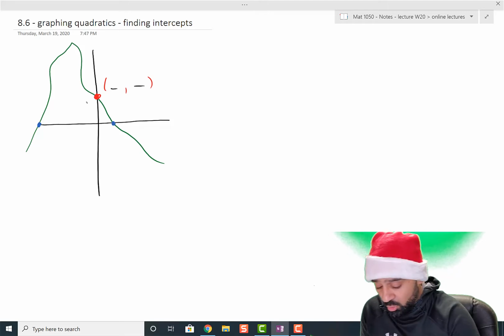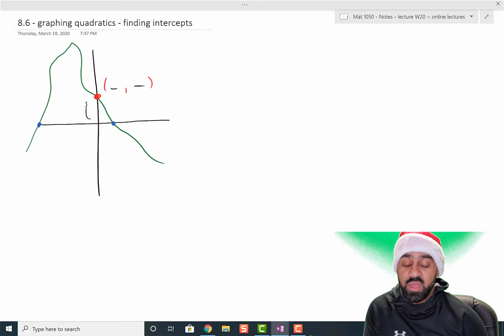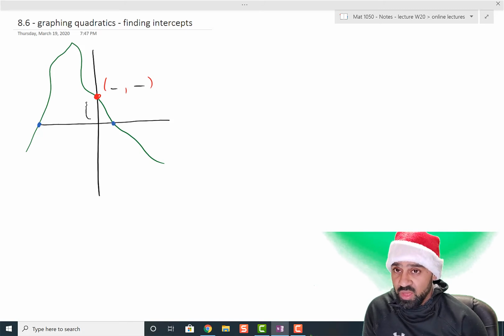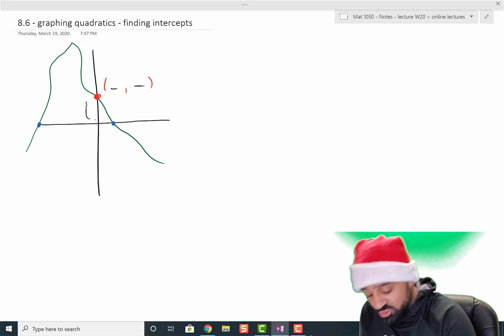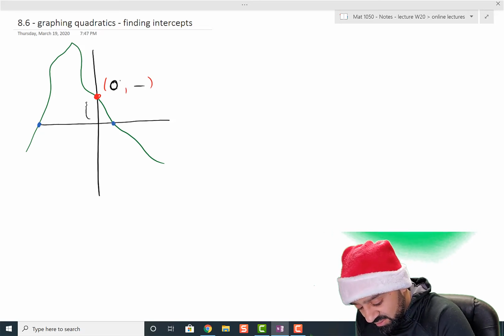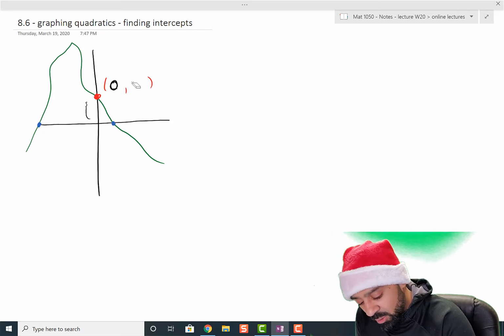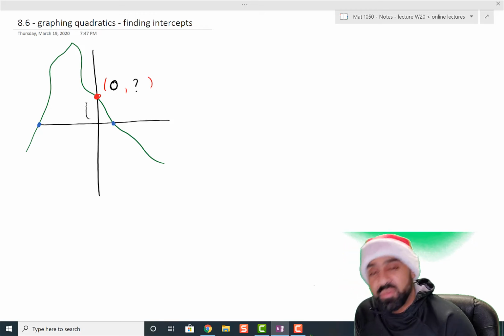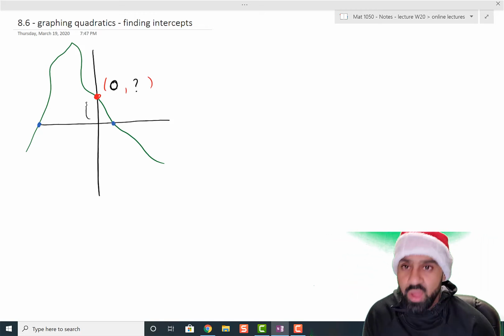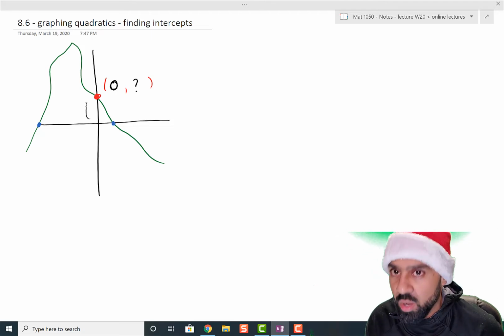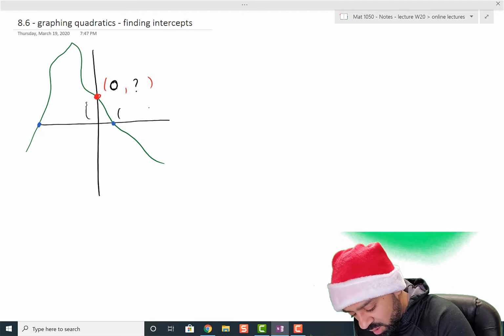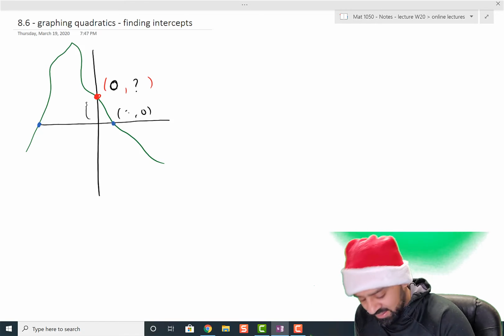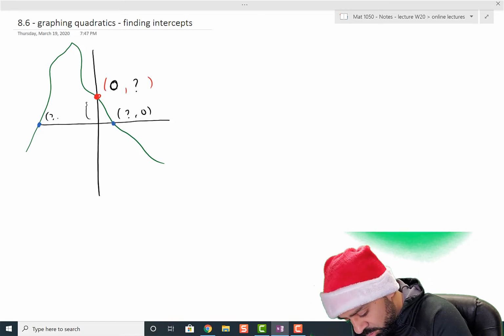Clearly, I don't know the y because I don't know how tall it is. It's crossing the y-axis somewhere. I don't know where that is, so I don't know the y. What I do know is the x, because the x has to be at 0. So the way I remember it is that for my y-intercept, I'm searching for the y. I don't know where it is, that's the question mark in my life. And likewise, here, the y's are 0 because you're sitting on top of the x-axis, but you don't know what they are.